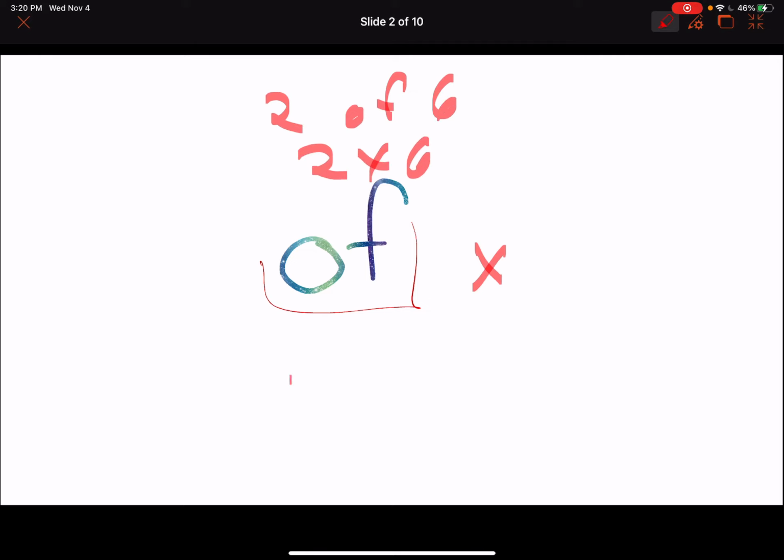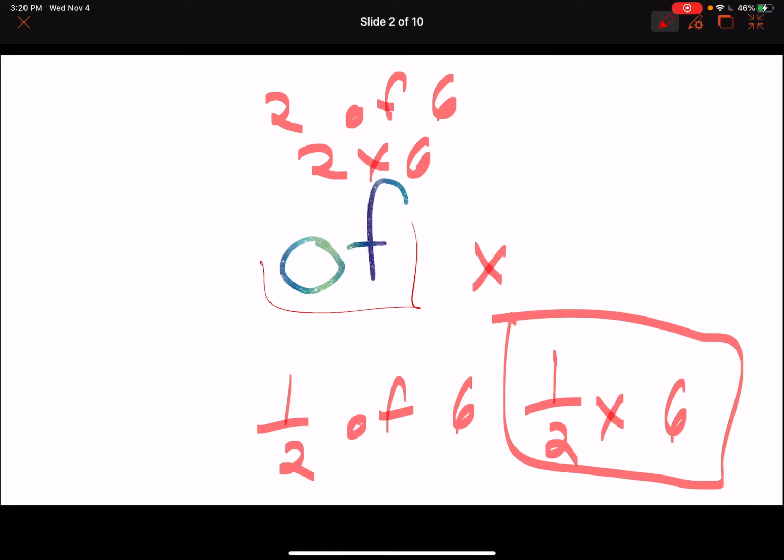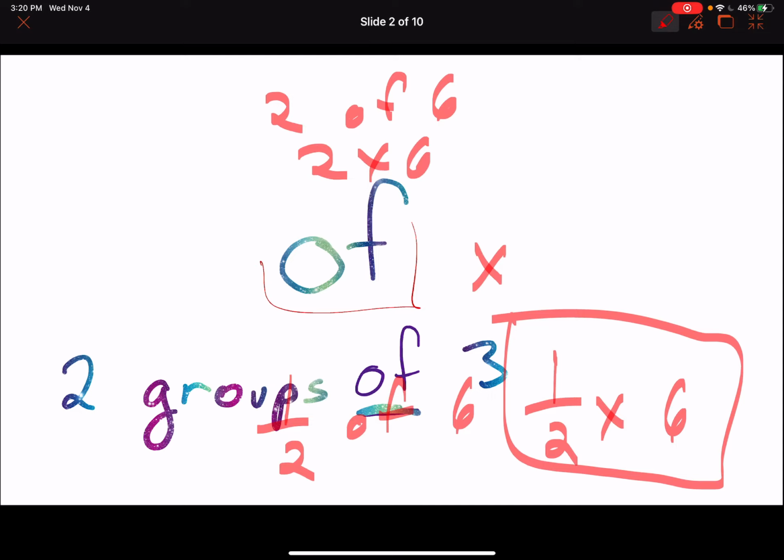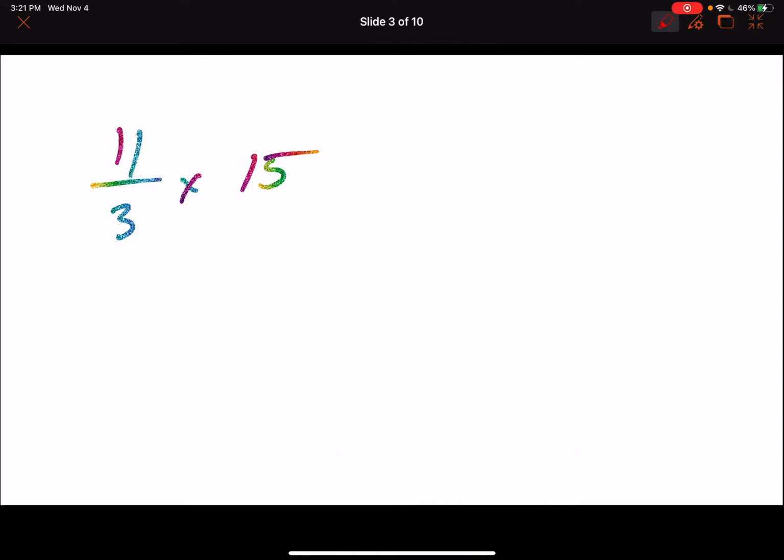Just like if I said I have 1/2 of 6, it's the same for fractions. That means I have 1/2 multiplied by 6. And this is the same kind of format as what we have been using and looking at. So now, if I'm looking here, I have 11/3 of 15. Now this can be written in a couple of different ways, but I'm wanting to show you the order of operations.